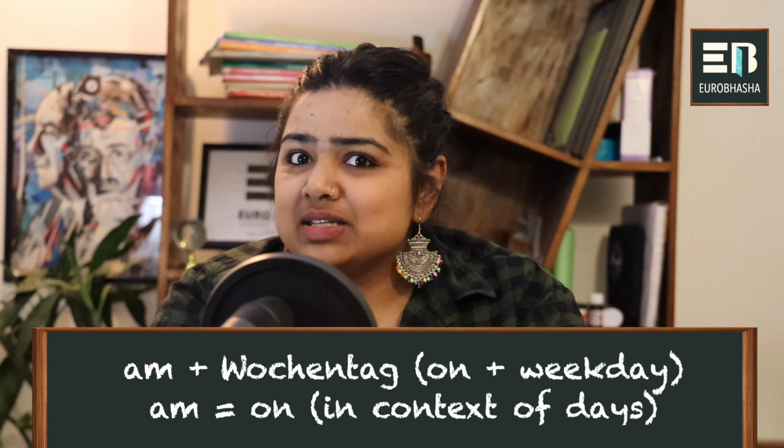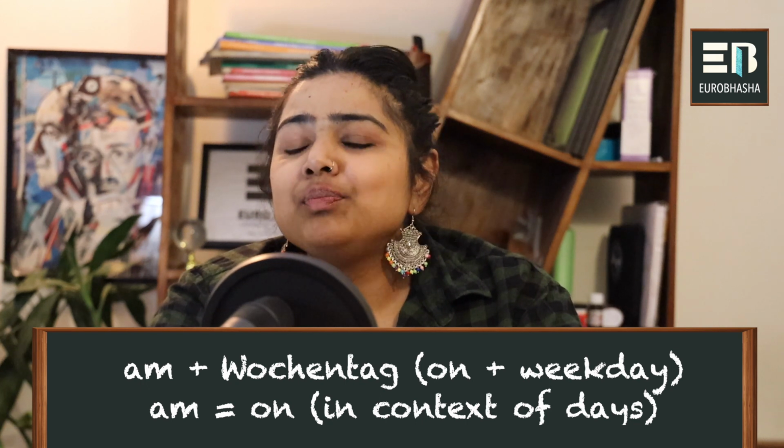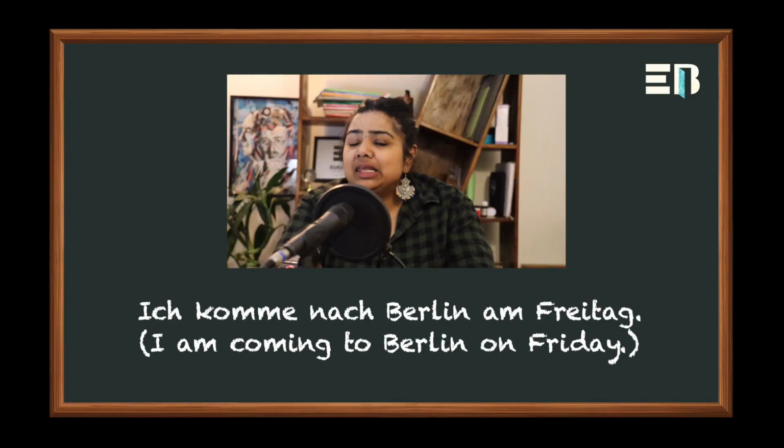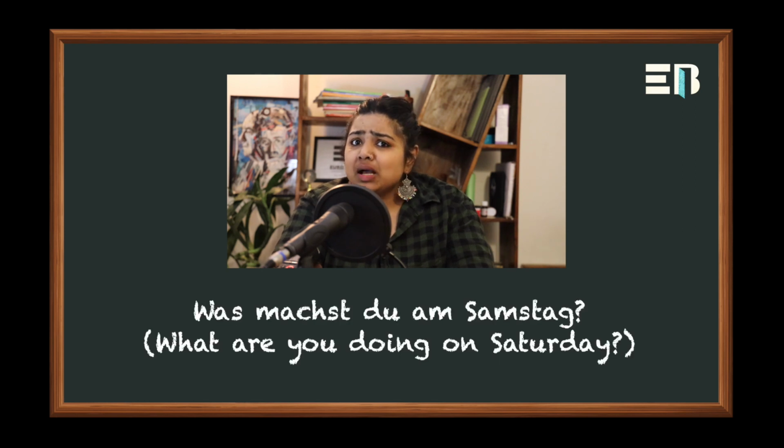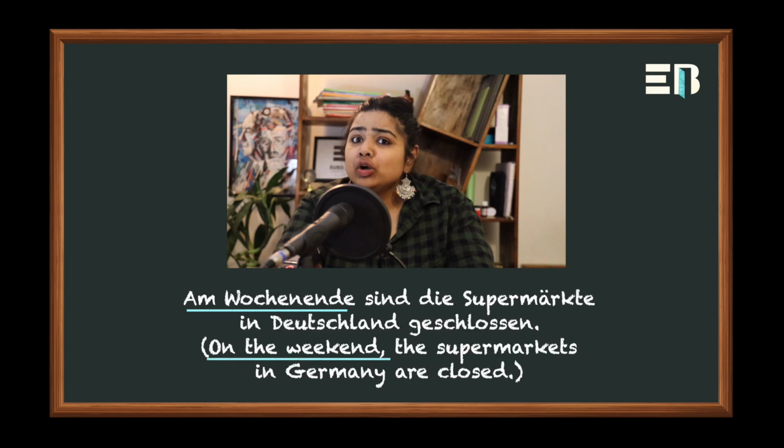So let's have a look at some examples of am being used with weekdays. Ich komme nach Berlin am Freitag. I'm coming to Berlin on Friday. Was machst du am Samstag? What are you doing on Saturday? Am Wochenende sind die Supermärkte in Deutschland geschlossen. On the weekend, the supermarkets in Germany are closed.